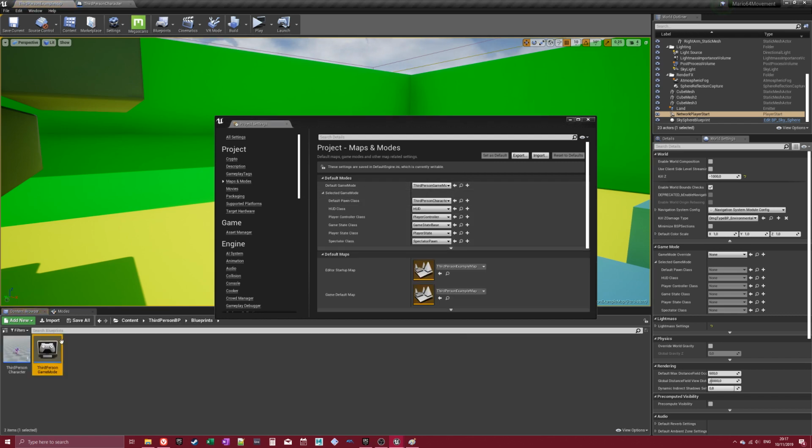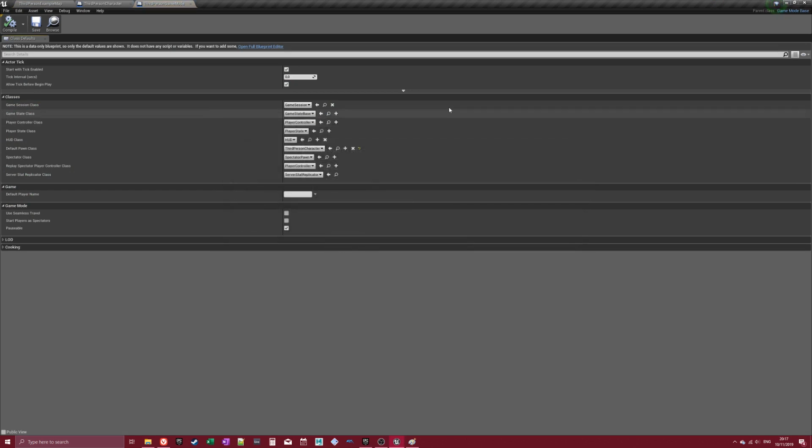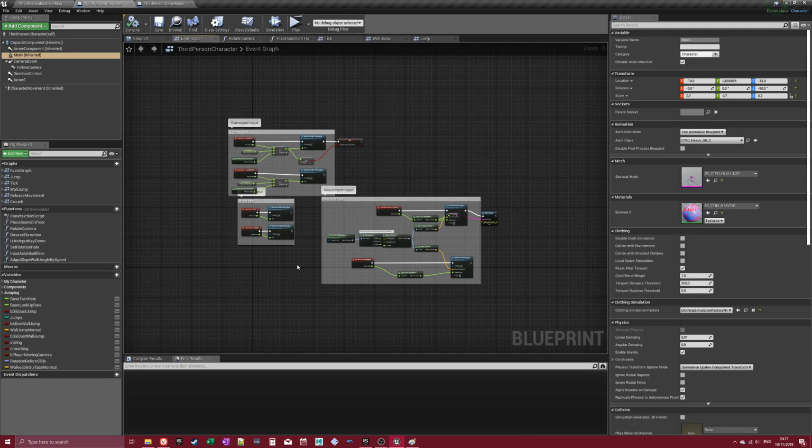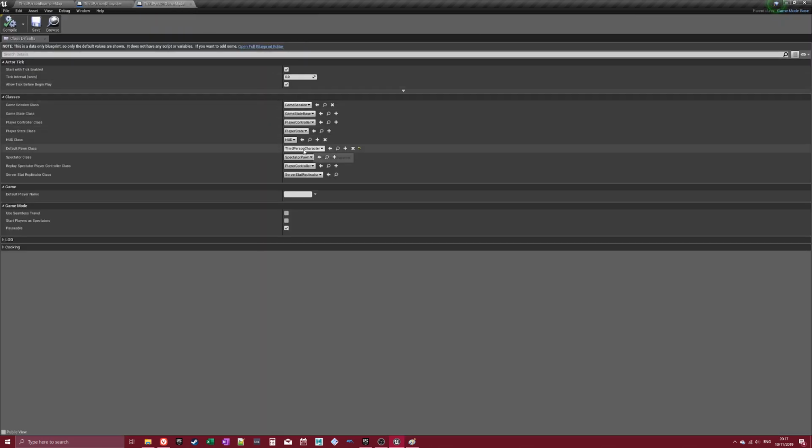So, first things first, game mode. Nothing special, just a normal player controller. I'm not using the player controller to do controls. You could. It's up to you. I mean, in this case, we're just gonna use one character, so who cares? Third person character is the default one. There we go. That's what we care about.